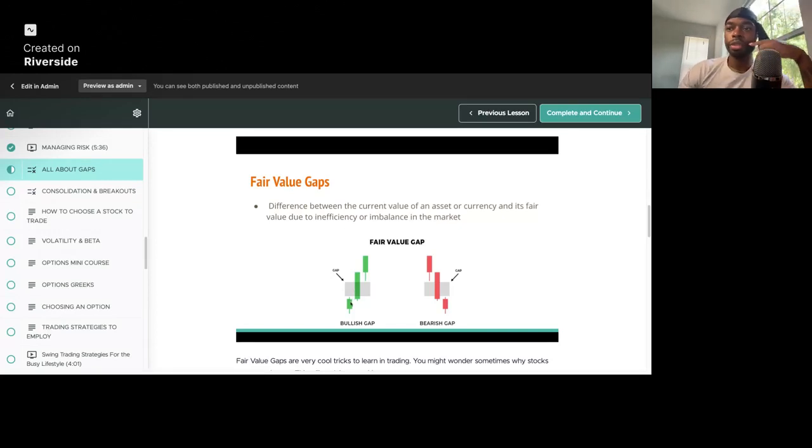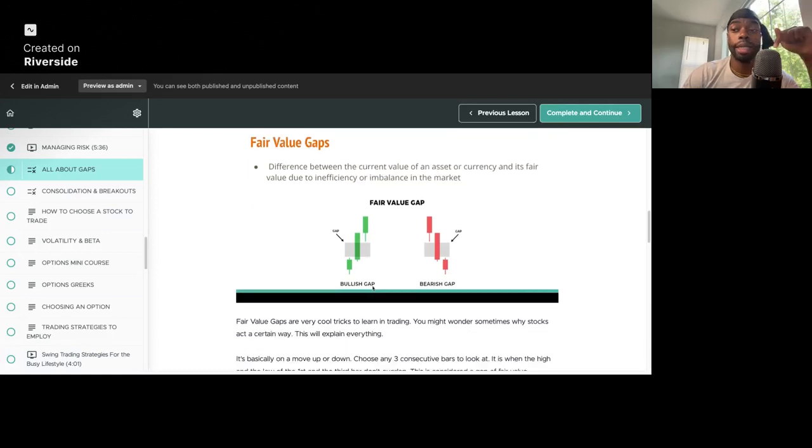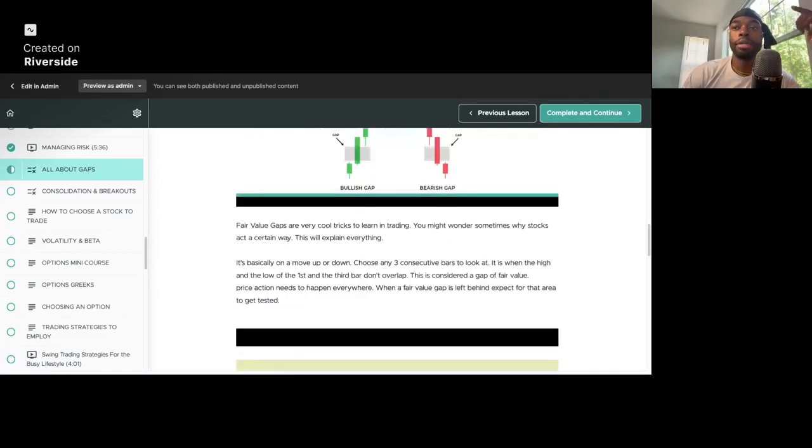Okay. So on the left-hand side, we see a bullish fair value gap. And on the right-hand side, we see a bearish fair value gap. Okay. Bullish because green bars, it's going up. Bearish again because it's going down. Fair value gaps are pretty cool tricks to learn in trading. You might wonder sometimes why stocks act a certain way. This pretty much explains everything.